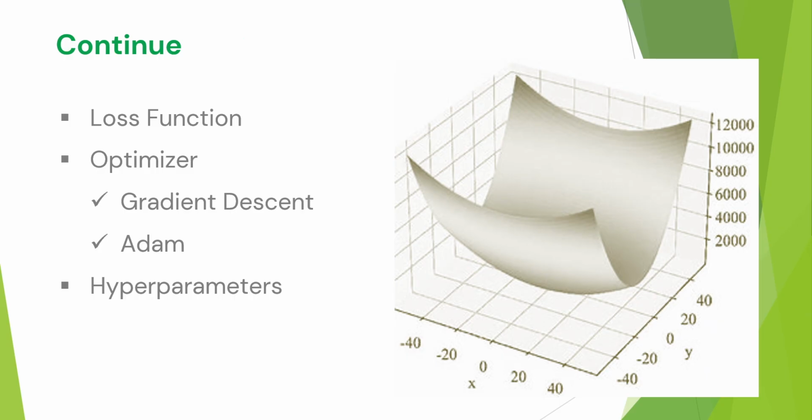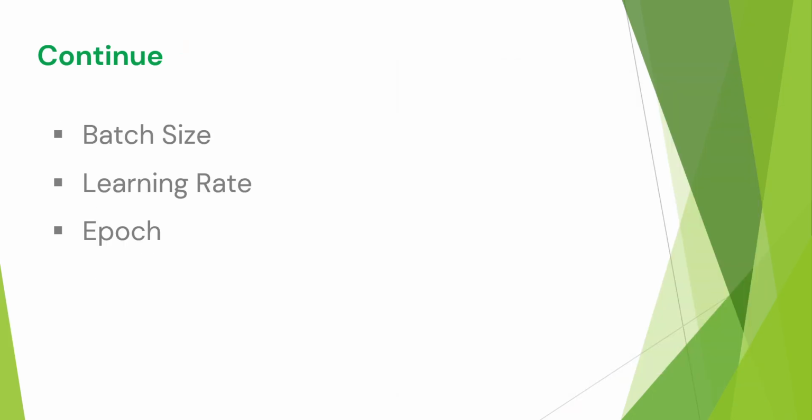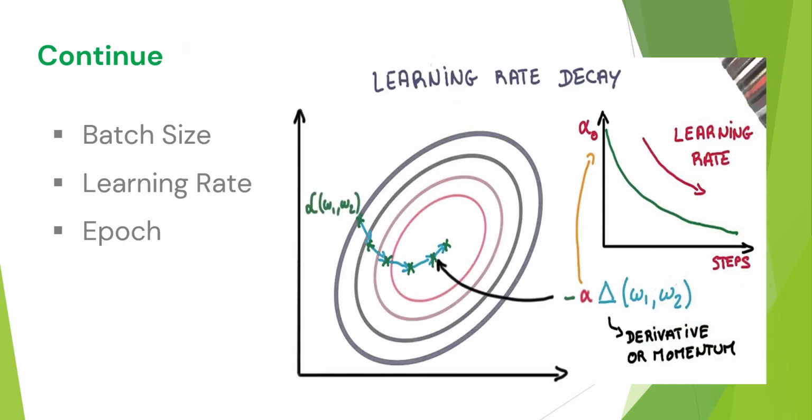Then hyperparameters are the parameters that are set before the training process begins and are not learned from the data. For example, learning rate, batch size, number of layers, and temperature. Now comes the batch size, which is the number of samples processed together in one forward or backward pass. It affects the training speed and memory usage.